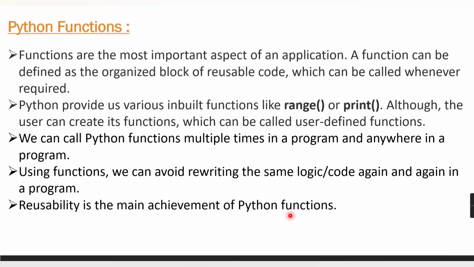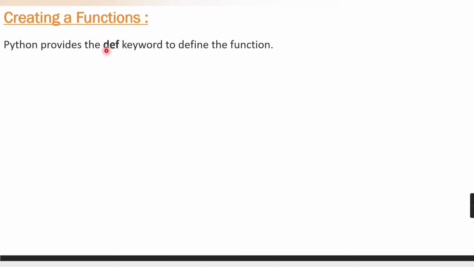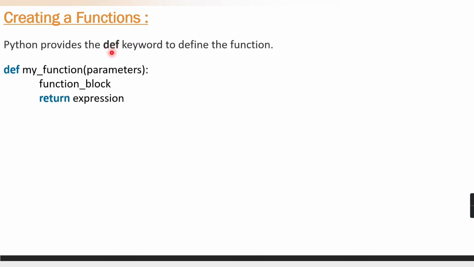So how do we create a function? We have seen all this theory, but how can we create a function in code? Python provides the def keyword to define a function. Def stands for defining the function, so we need to make use of this keyword. This is the syntax to create a function.